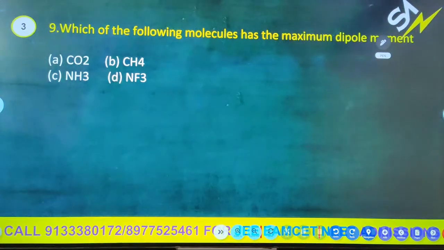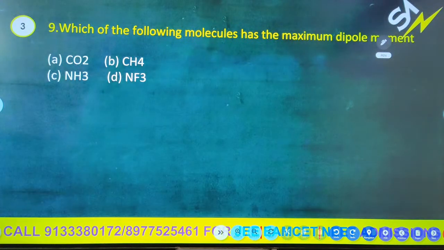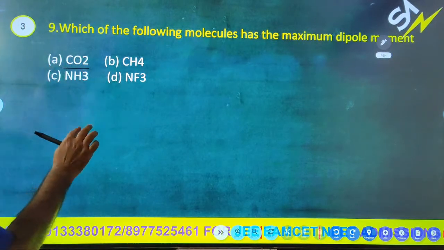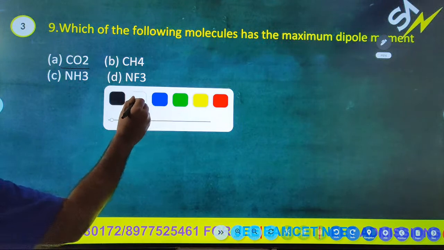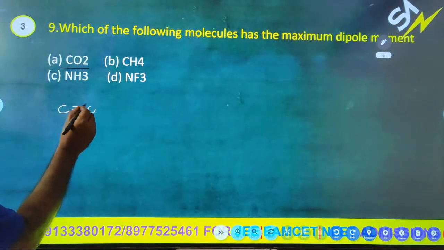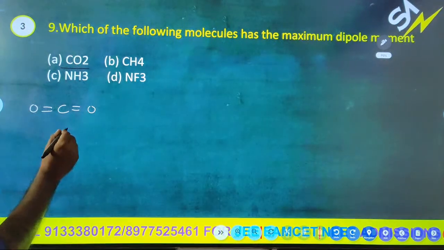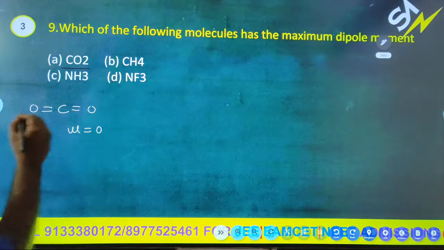Now next. Which of the following molecules has the maximum dipole moment? So which one has the maximum dipole moment? First we take CO2. What is CO2? Carbon dioxide, a linear molecule. So the dipole moment is equal to 0.